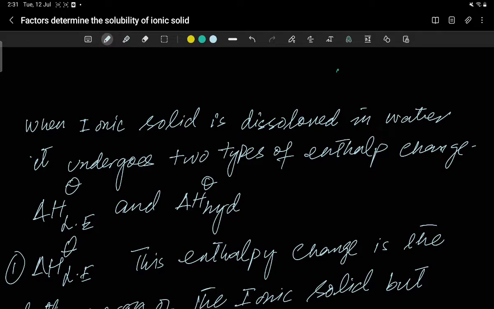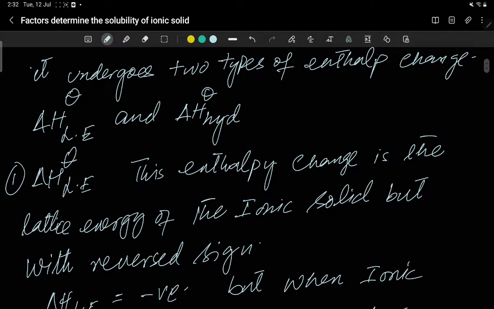In this video, I will be explaining the factors that determine the solubility of ionic solids, which factors affect the solubility of ionic solids. You know that when an ionic solid is dissolved in water, it undergoes two types of enthalpy change: delta H lattice energy and delta H hydration.